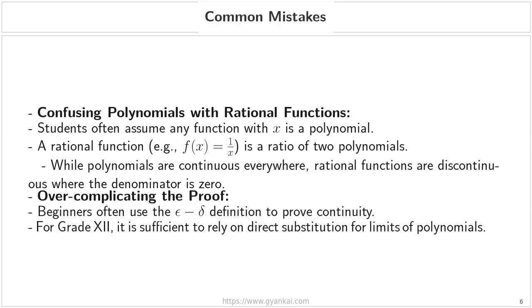Secondly, I want to caution you against overcomplicating your proofs. Some students attempt to use the highly technical epsilon-delta definition to prove the continuity of a polynomial. While that approach is mathematically rigorous, for the grade 12 curriculum, it is entirely sufficient to rely on the direct substitution property that we applied in our previous step-by-step example. By keeping these 2 points in mind, you can avoid unnecessary errors and keep your analysis efficient. Now, let us move to the final slide to summarize our key takeaways.